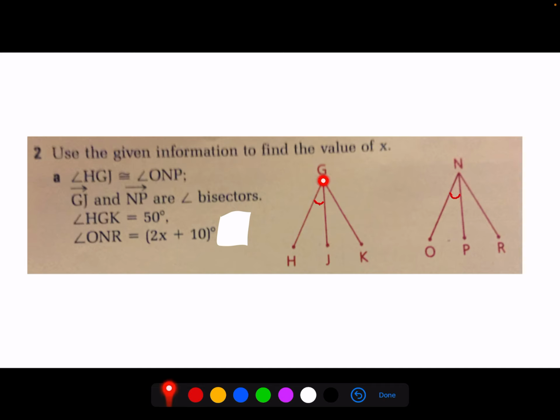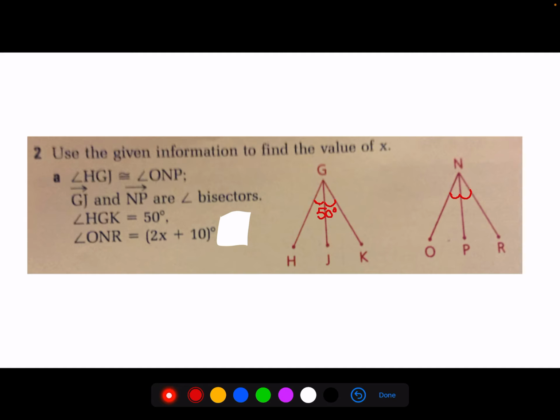They also tell us that ray GJ and ray NP are angle bisectors, meaning they cut my full angle into two equal parts, two sections. So therefore, angle GHJ is congruent to angle JGK. And if that's the case, angle ONP is congruent to angle PNR. So all of the angles shown up here, all these smaller angles, are all congruent to each other. I know that angle HGK is equal to 50 degrees, so the whole thing is 50 degrees.